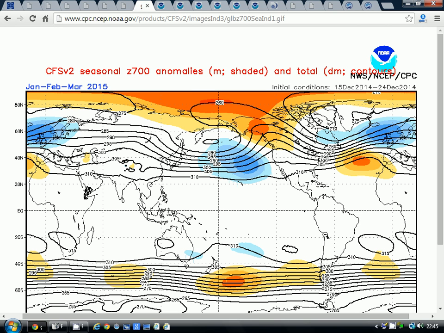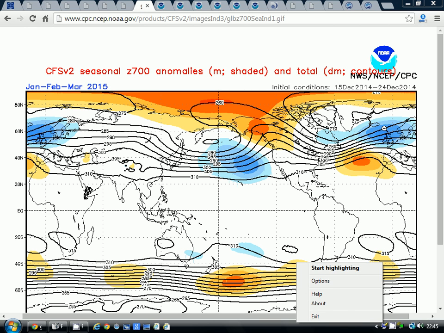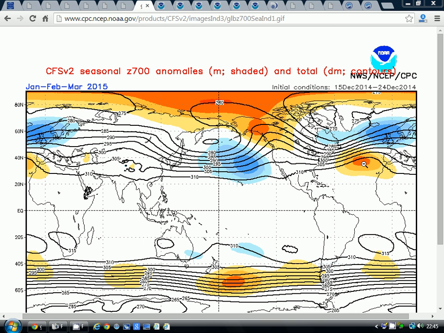The CFSv2 next, and this is the 700 millibar height anomaly for January to March. We're seeing a trough of low pressure right over top of the country, so very similar actually to the UK Met. The jet stream coming through something like that, so more or less on the coolish side of the jet.